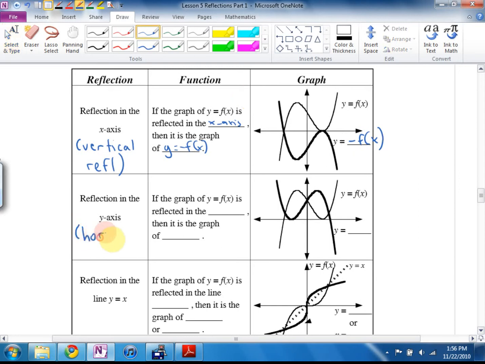So, if the graph of y equals f of x is reflected in the y-axis, then it's the graph of y equals f of negative x. You're replacing the x with negative x. Like that example, can you see, Hannah, that the thin graph, if you spun it this way horizontally, gives you the thick graph? And the thick graph would be y equals f of negative x.